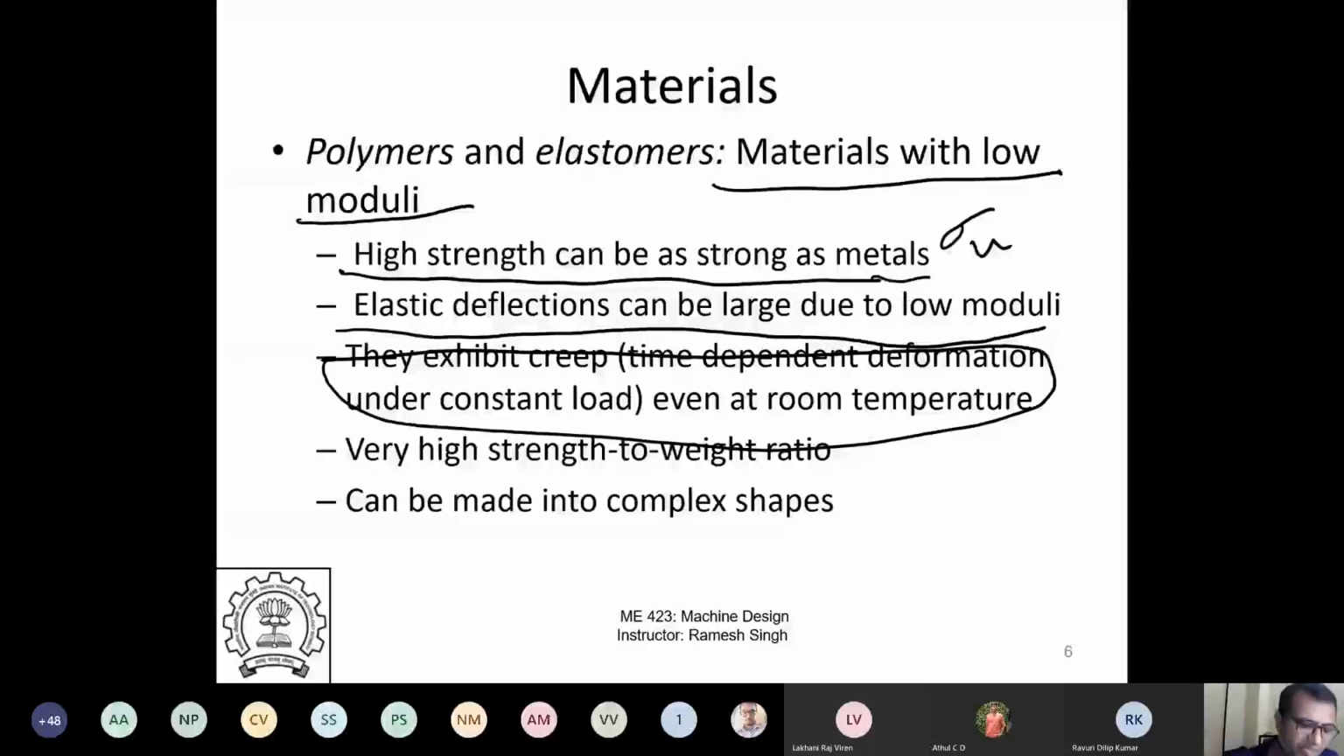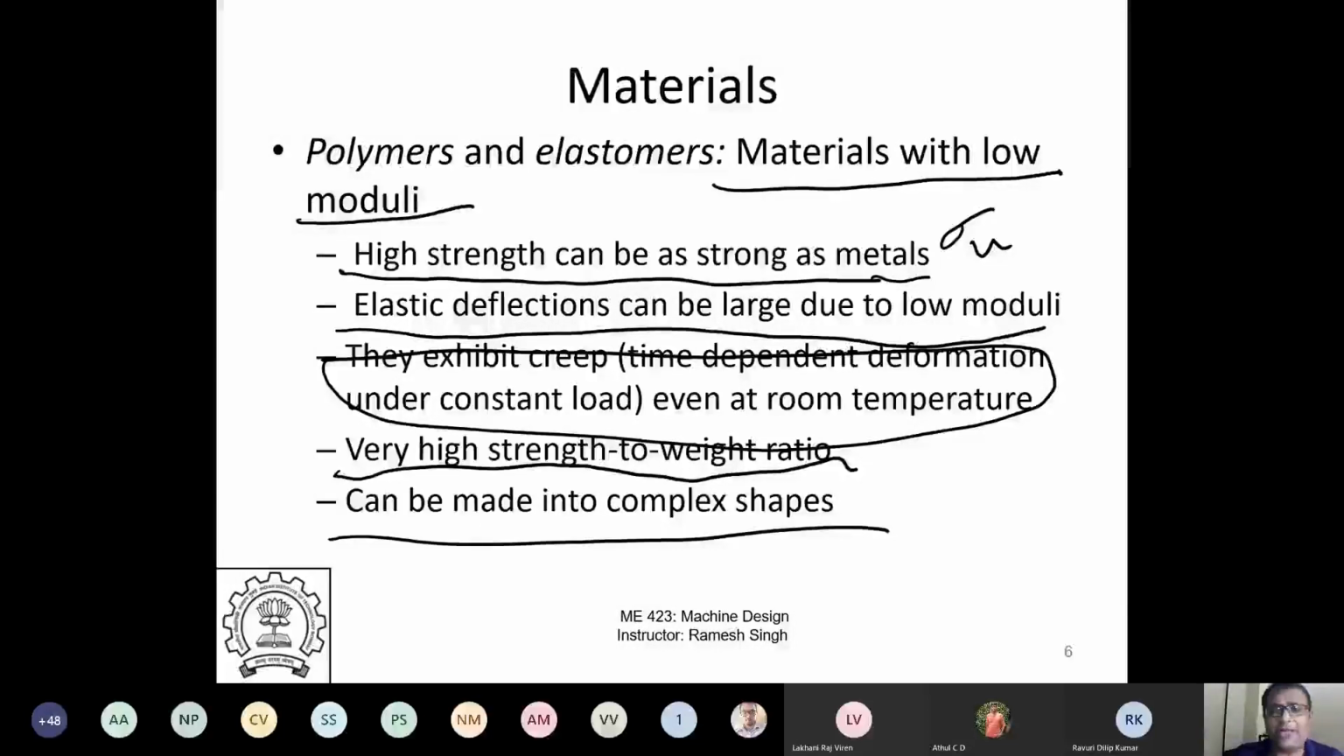It has a very high strength to weight ratio, which is a very good thing. You can get very high strength, but the weight is very low compared to metal. If you want the same strength in a metal, the metal will weigh much, much more. And you can injection mold it. You can make extremely complex shapes, very thin, which is not easy for metals.